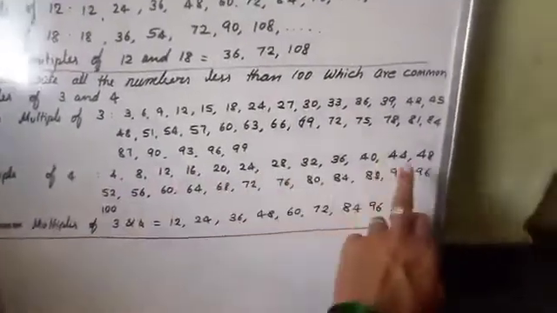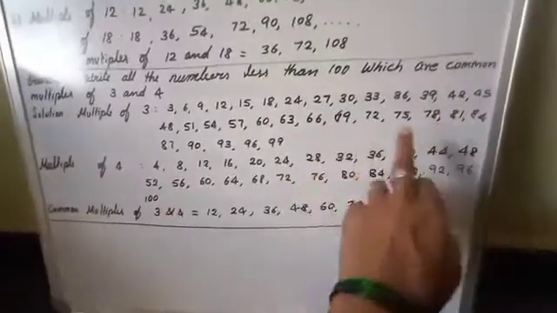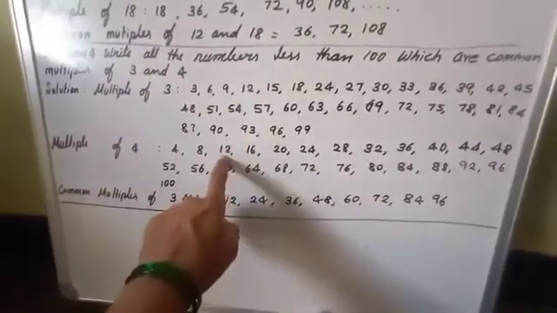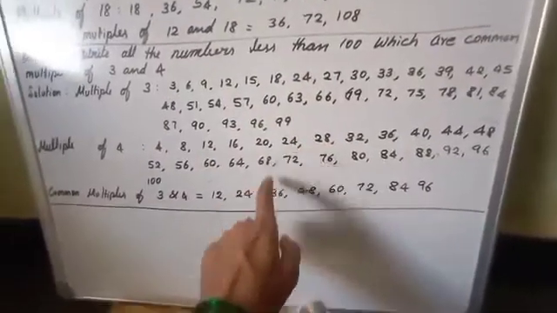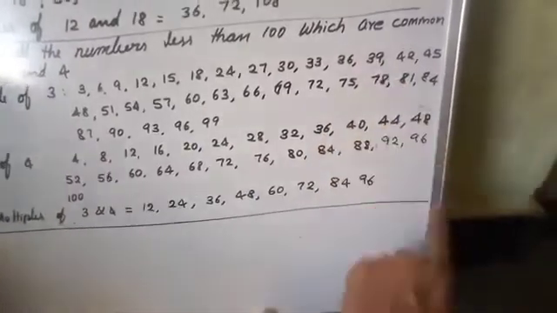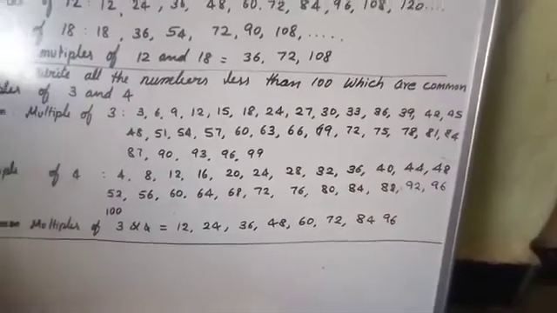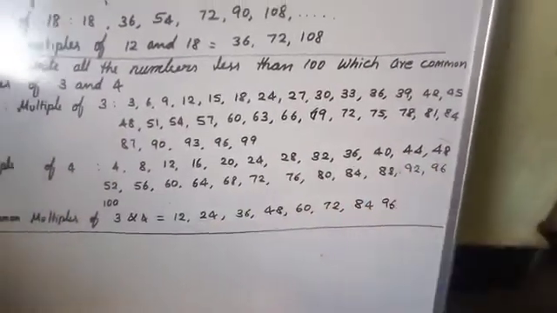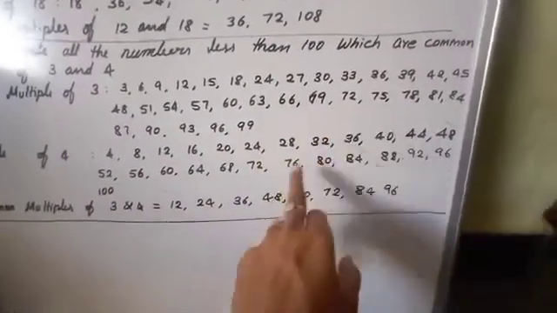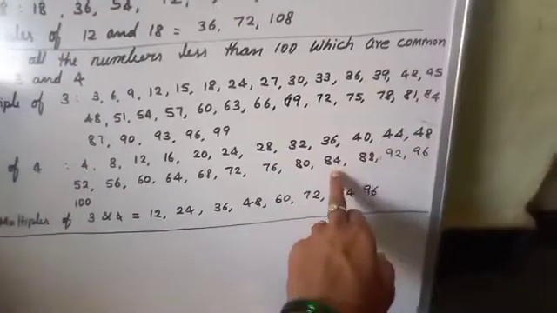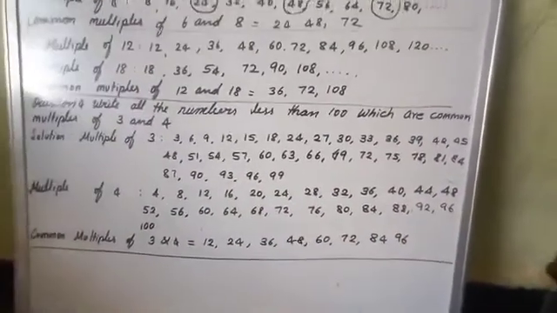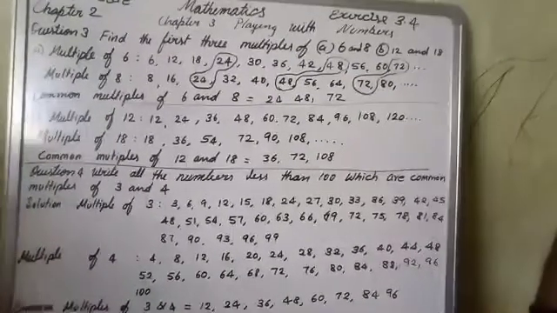These are the multiples of 4. These are the multiples of 3. But we can see the common ones. 12, 24, 36, 48, 60, 72, 84, 96. Up to less than 100 we can find the common ones.